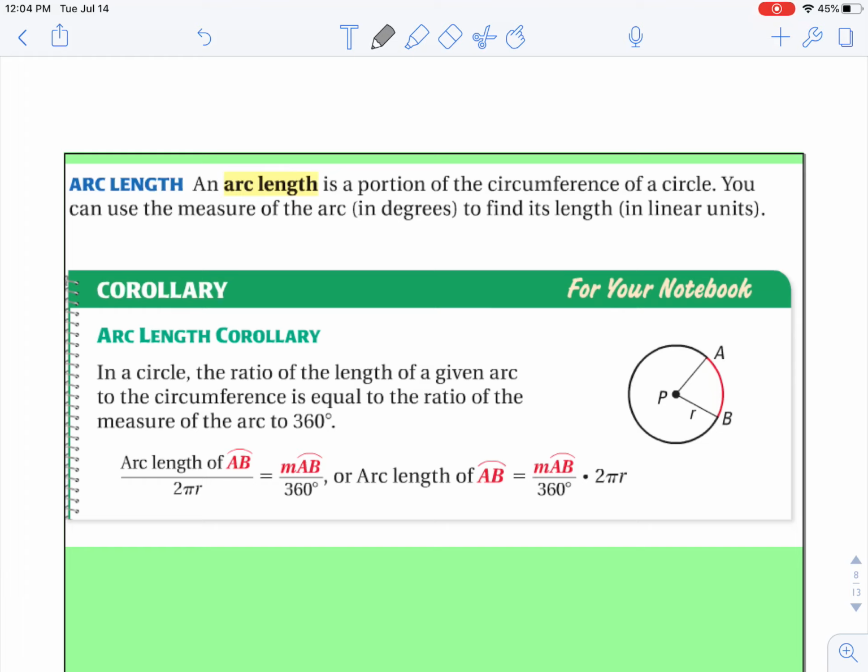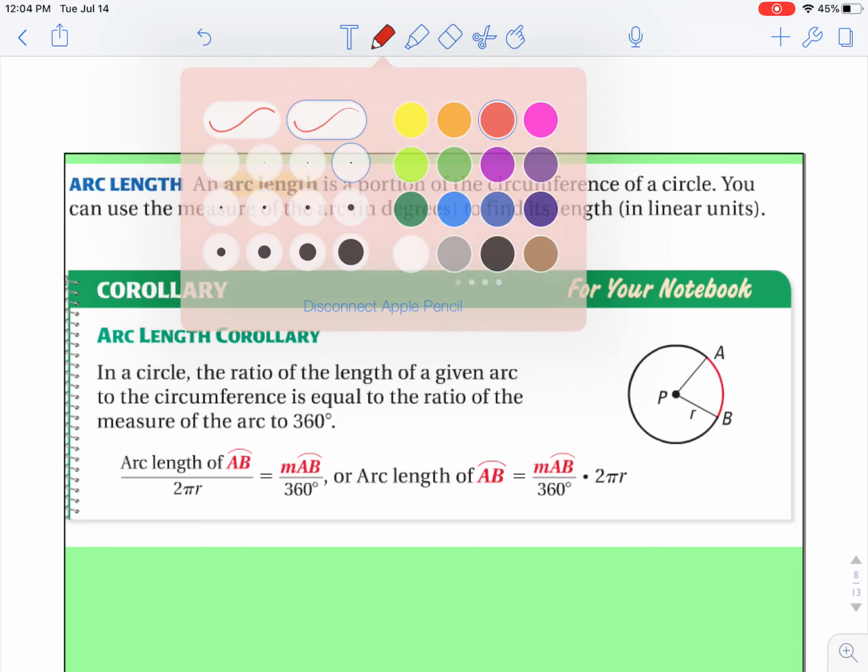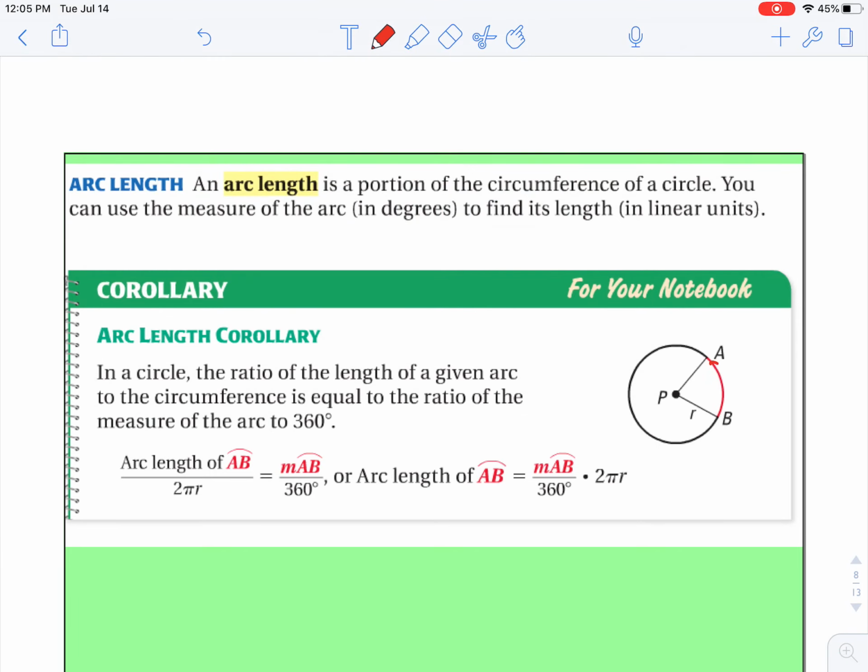But here's our arc length corollary. First of all, it talks about arc length. An arc length is a portion of the circumference of the circle. You can use the measure of the arc in degrees to find its linear measure, or its length in linear units. So, in a circle, the ratio of the length of a given arc to the circumference is equal to the ratio of the measure of the arc to 360.